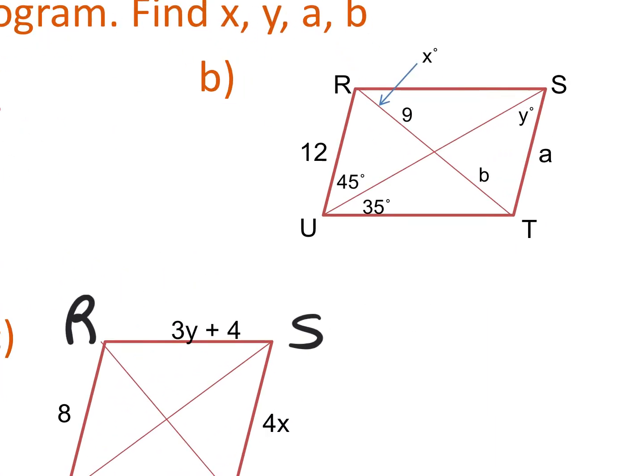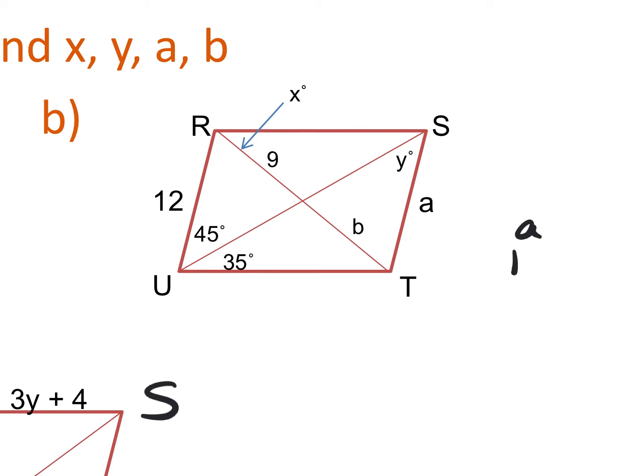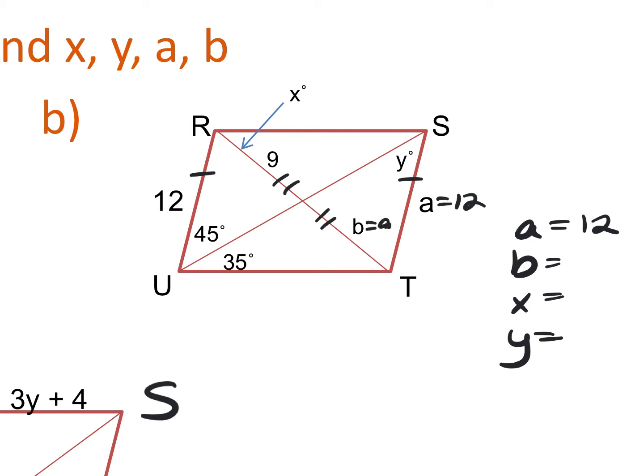So for part B, again, I'm going to go ahead and find A, B, X, and Y. So A, just like the other example, opposite sides are congruent. So A equals 12. Now B is part of that diagonal, and I know by the parallelogram diagonal theorem that diagonals are bisected. So if this one's 9, then B is 9.